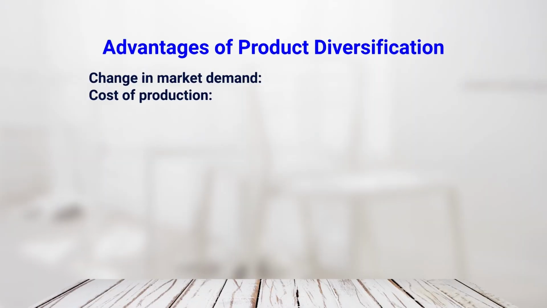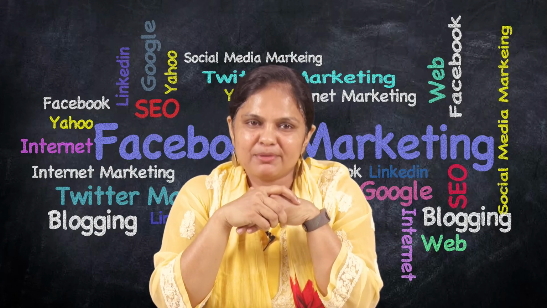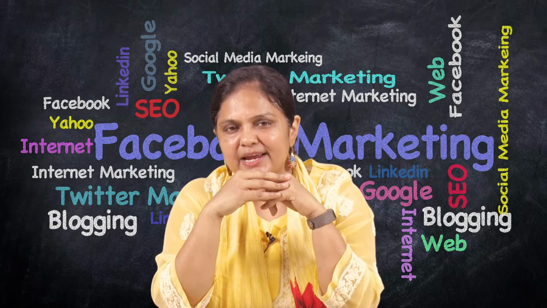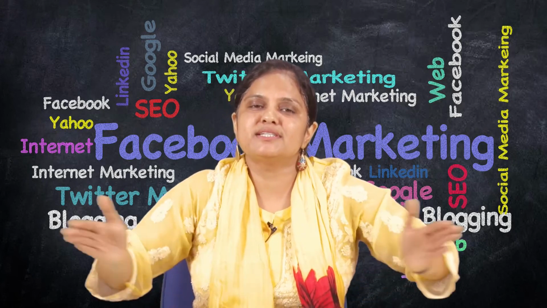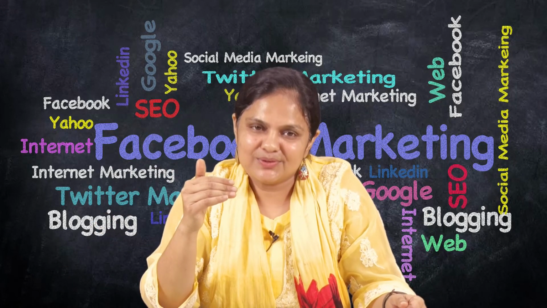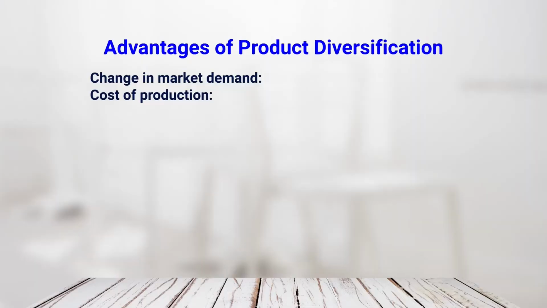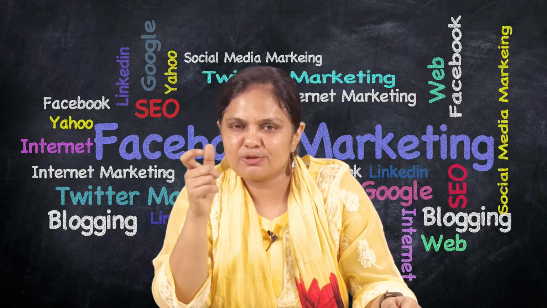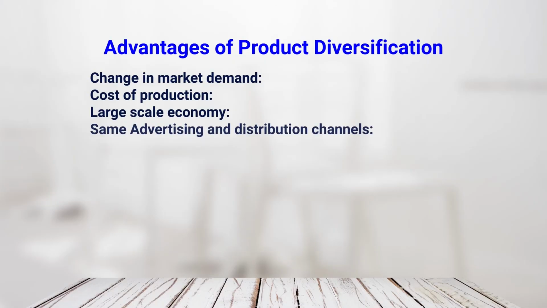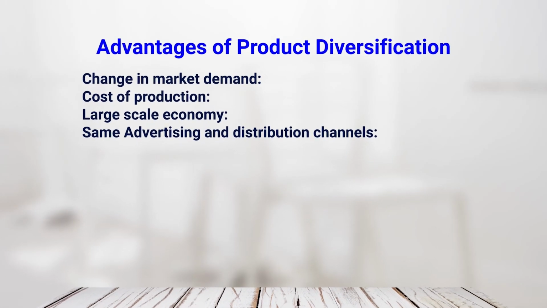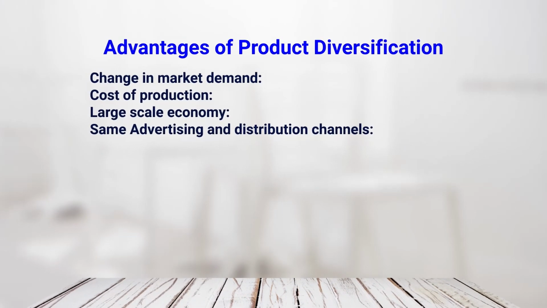Another factor may be cost of production. If the company wants to lower its cost of production, then it may go for a product mix change, because how can you decrease your cost of production? If you produce more quantities, if you increase the volume of production, your cost of production comes down, right? Likewise, if the company wants to avail large scale economies, it may go for product mix decisions. If the company sees that the same advertising and distribution channels can fetch more business, in this case also they may go for product mix dimensions, right?